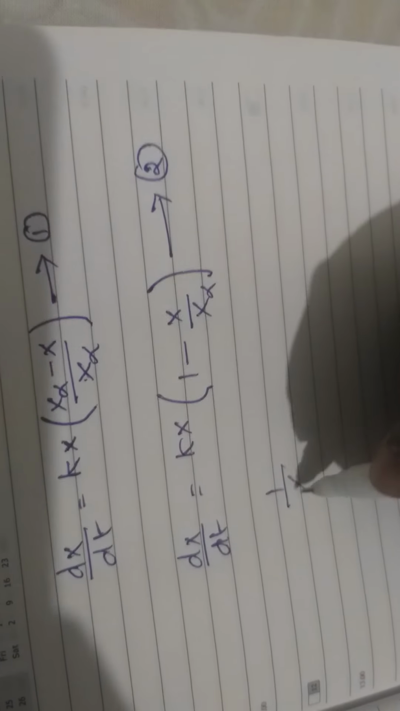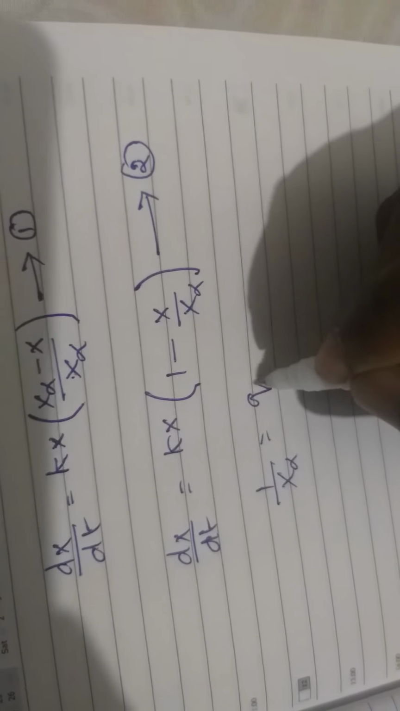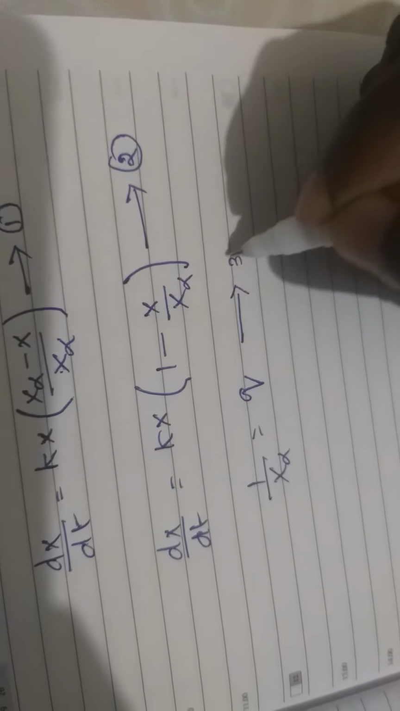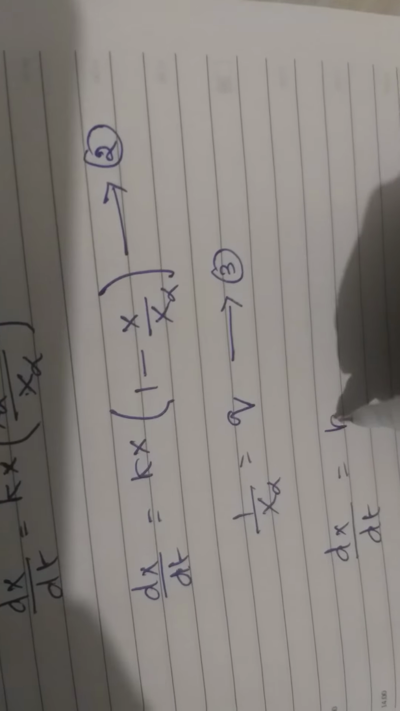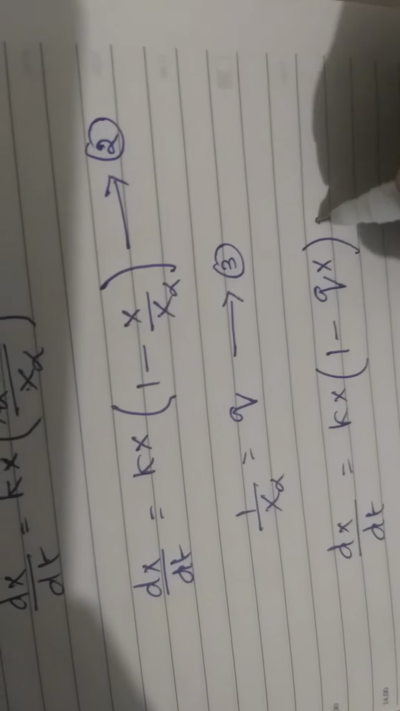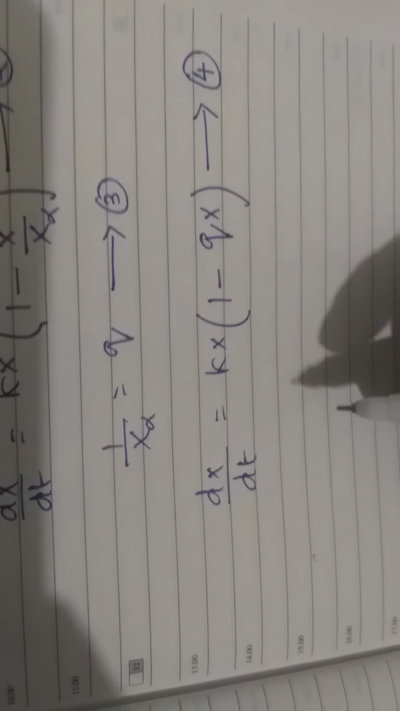Then this 1 by x infinity can also be written as q for our simplification. Take this as equation 3. Substitute equation 3 in equation 2. Then equation 2 can be written as dx by dt is equal to kx of (1 minus qx). Take this as equation 4. Okay. Now we need to integrate this equation.